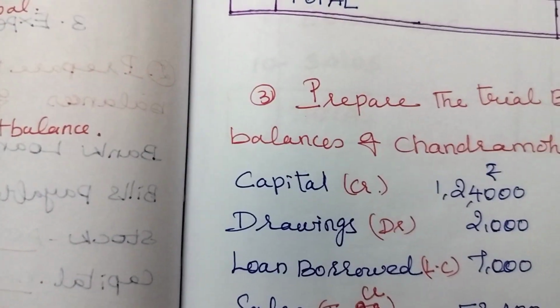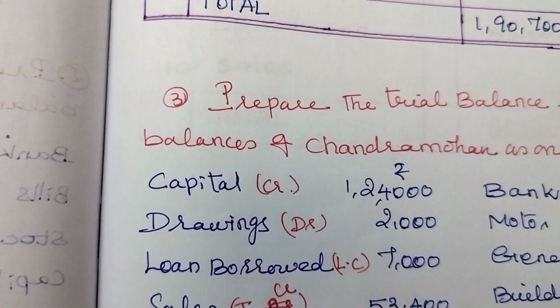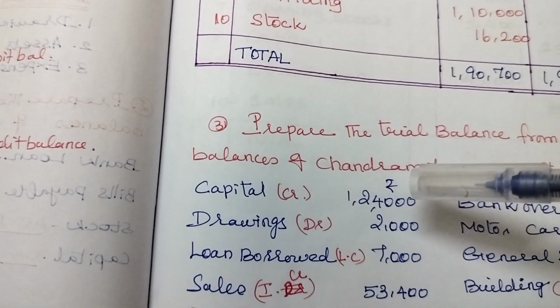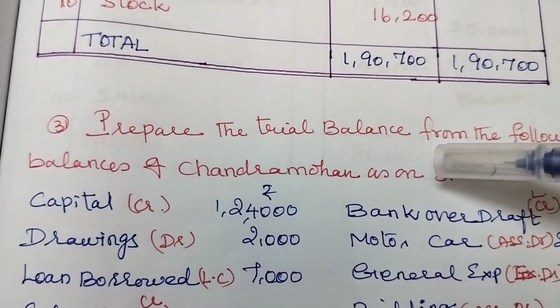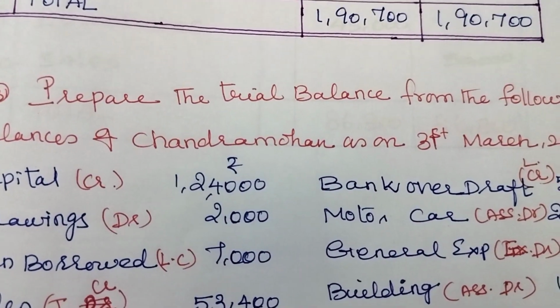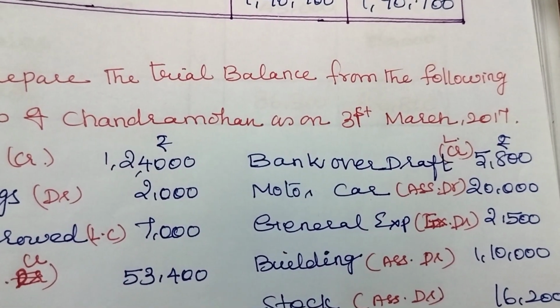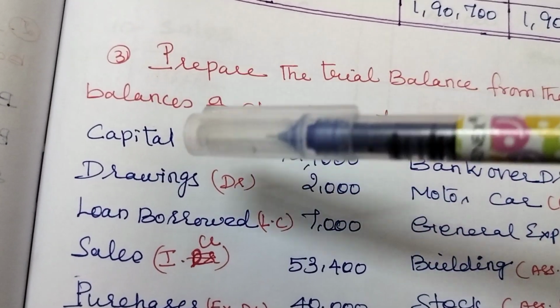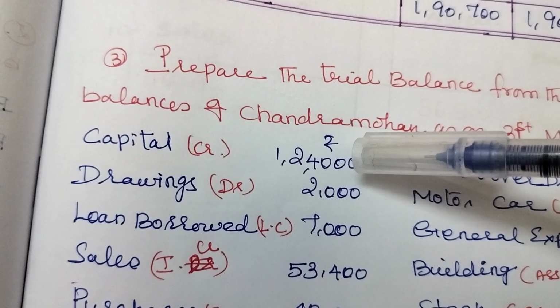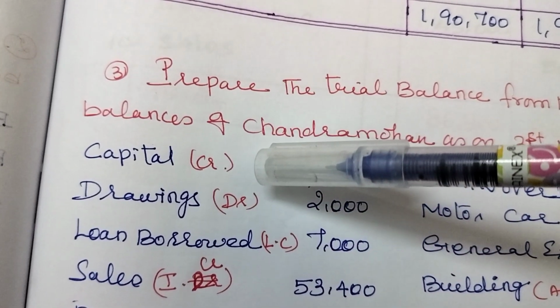Let us see the information given below. Prepare the trial balance from the following balances of Chandramohan as on 31st March 2017. Capital 1,24,500. Capital is always a credit balance.